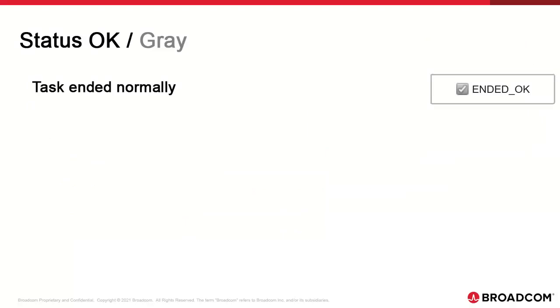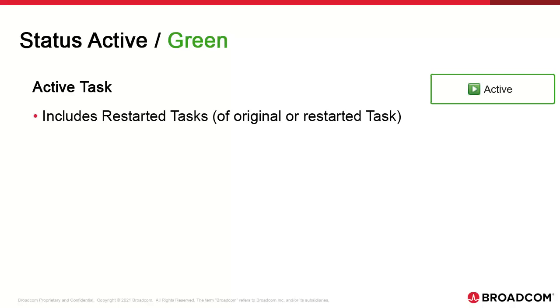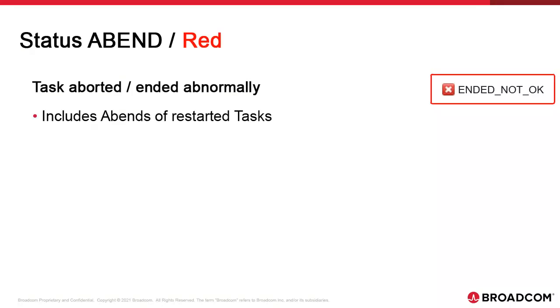OK statuses are straightforward. The process ran and completed normally. The icon is gray and will generally show a check mark. Active statuses are also fairly simple. Any task that is currently running falls into this group. They will include tasks that have been restarted. The icon is green and will generally show an arrow. Abend statuses are also simple. Something abnormal occurred. A task might have failed or was aborted manually by an operator. The icon is red and will often have an X.